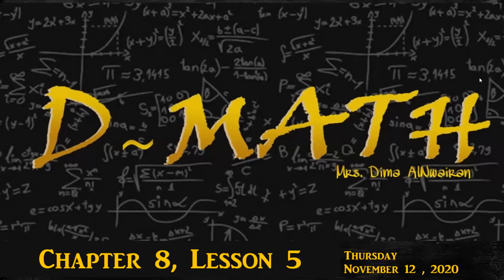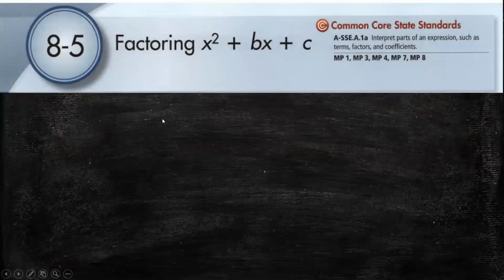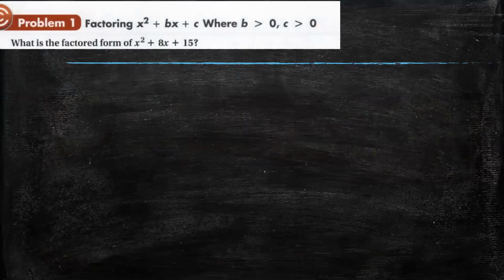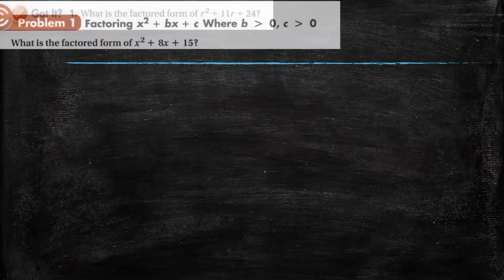Okay, good morning. Today we will continue our lesson, chapter 8, lesson 5, which is talking about factoring x squared plus bx plus c. We said yesterday what the definition of factoring is and what the difference between factoring and multiplying is. And we started with the first case, that both b and c are greater than 0, or b and c are positive numbers.